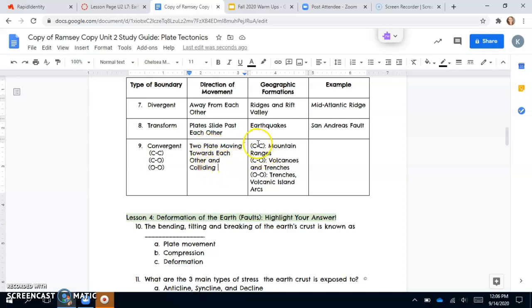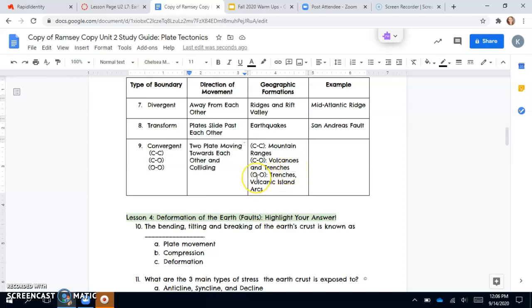Okay, so when we have a convergent boundary, no matter what type of plates are moving into one another, they are colliding. So you've got two plates moving towards each other and colliding. In a continental-continental collision, you would just have non-volcanic mountain ranges. So that's where two continental plates meet. At a continental-oceanic, you would have volcanoes and trenches. So this is going to be where a continental plate meets an oceanic plate. The oceanic plate will always be subducted beneath the continental plate because it's denser and heavier.